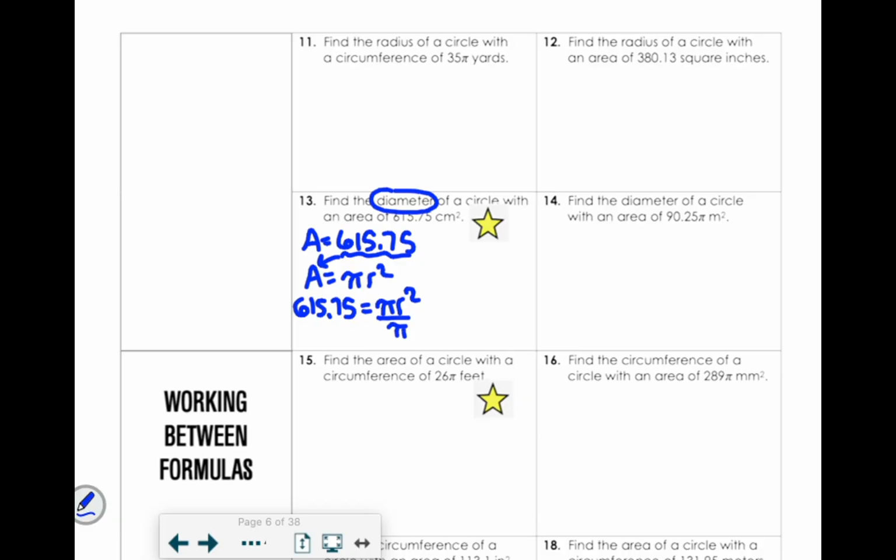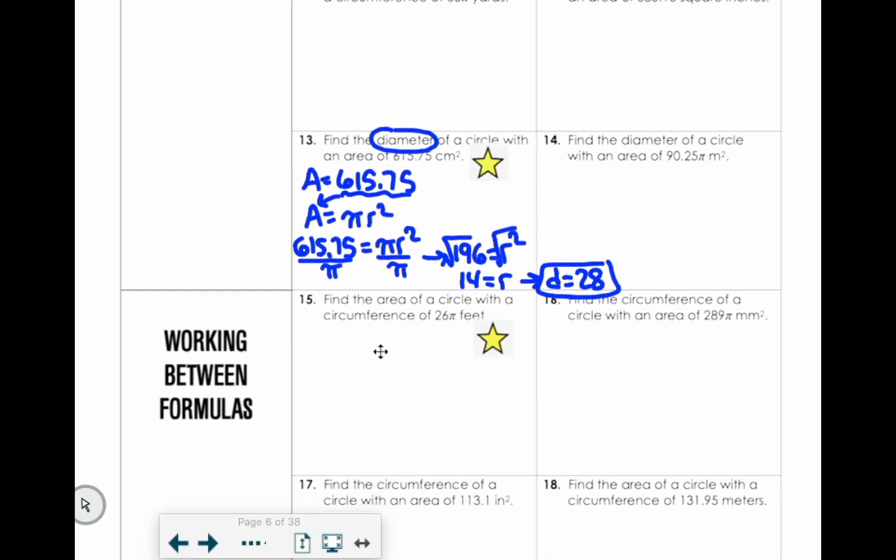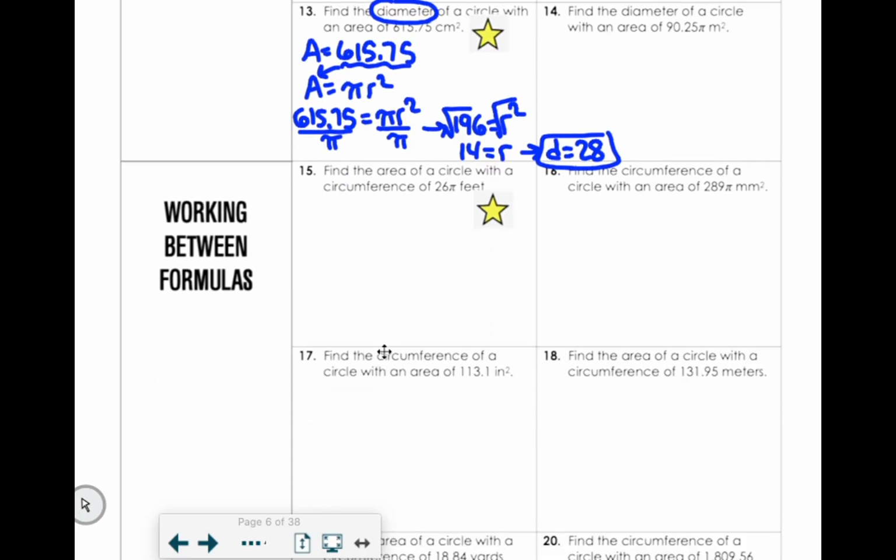We're going to divide both sides by pi. What we get right there, 615.75 divided by pi, comes out to, again, rounding to 196. We need to take the square root of that to get r. So r is 14. But that means that the diameter is twice that. So the diameter is 28 centimeters. Going back and forth between the formulas, between circle area and circle circumference.